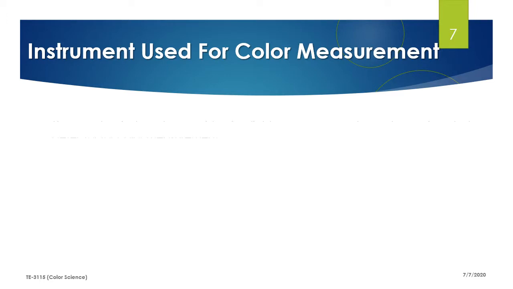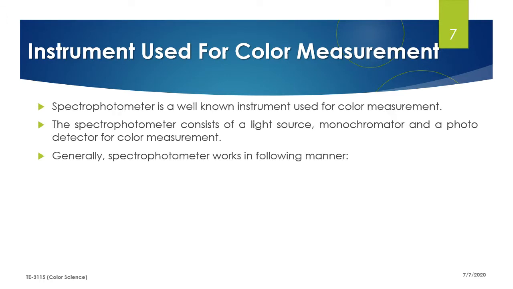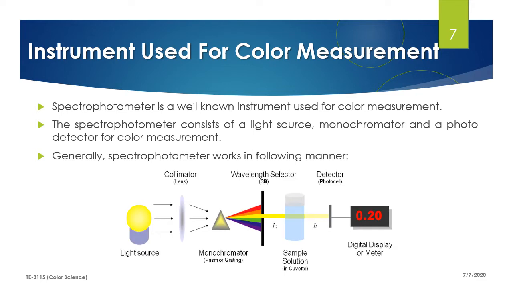Instrument used for color measurement. The spectrophotometer is a well-known instrument used for color measurement. It consists of a light source, monochromator, and a photodetector. Here it can be seen that there is a light source, then a colorimeter lens, a wavelength selector, a detector, and at the end a digital display meter which shows the value of color in the form of L, A, and B values or LCH, whatever is required.